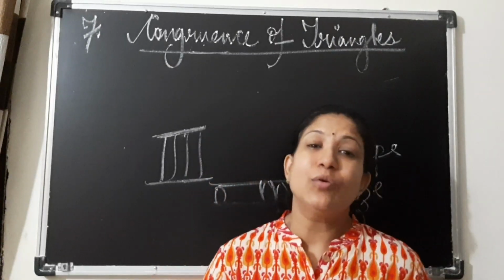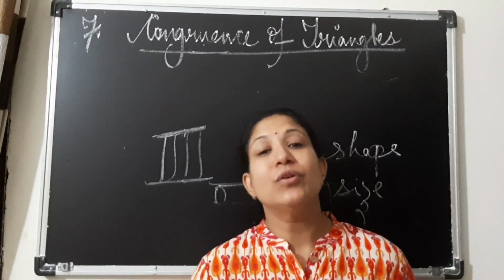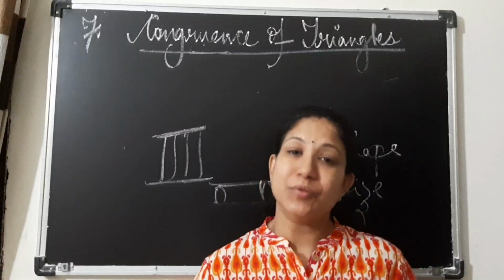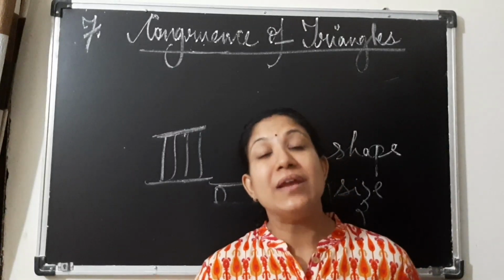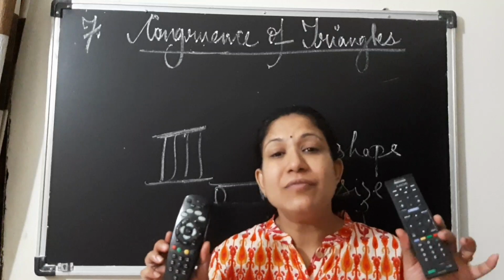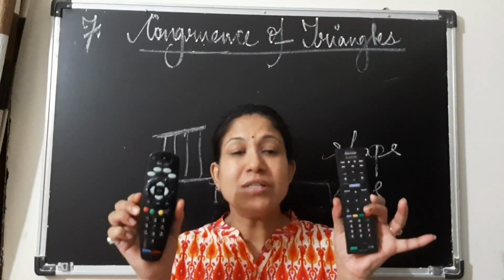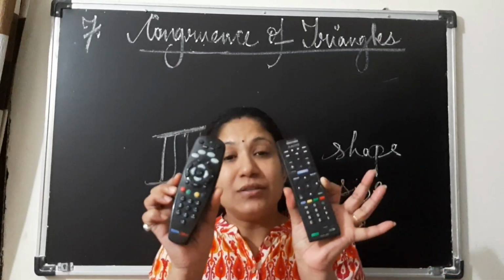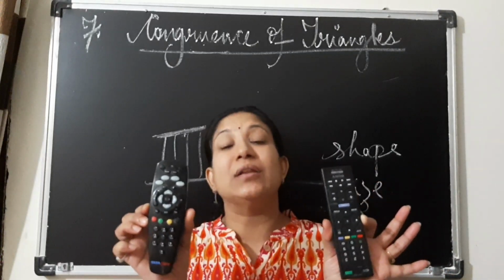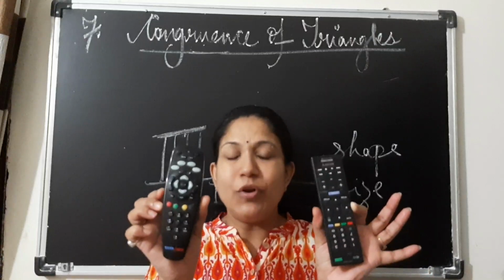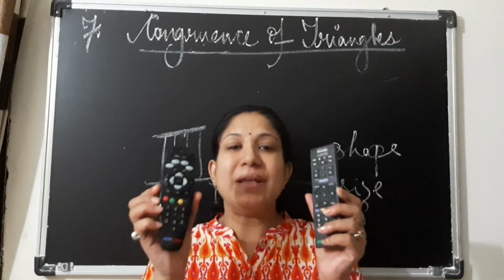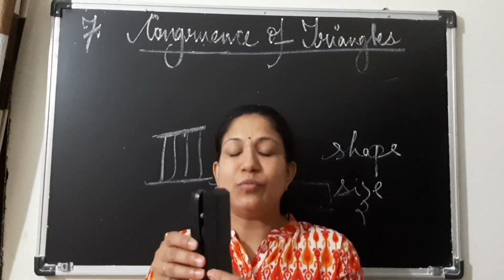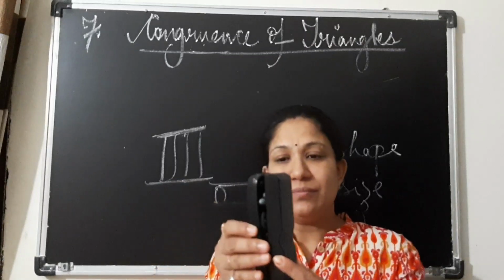Now let us take one more object and find out whether the two objects are congruent or not. After that, we shall proceed to the congruency of plane figures. See here, I have two remotes in my hand. Just by looking at these two remotes, can you tell me whether they are congruent to each other or not? What do you think? Let me place this one over the other. Now as I place it one over the other, tell me now.